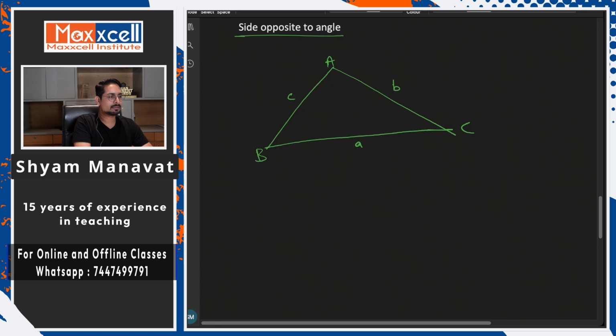So here we say if angle A is greater than angle B, in that case the side A, the side opposite to the angle, will also be greater than the side opposite to the smaller angle. So this is how it works. Side opposite to angle, that's how it goes.